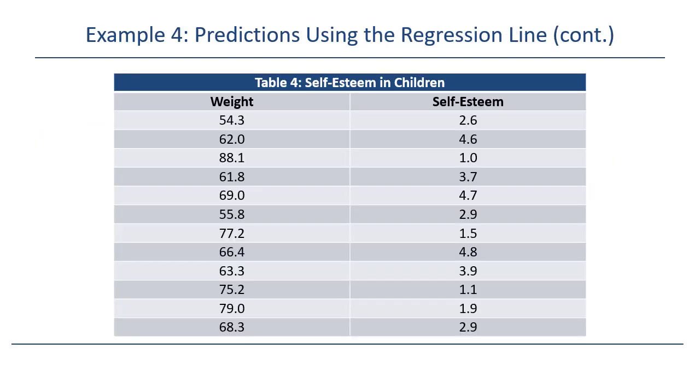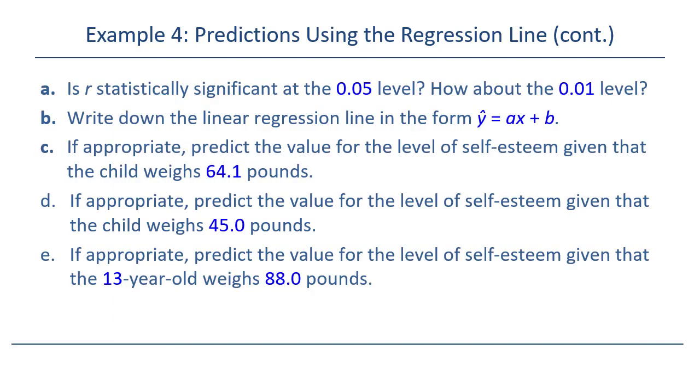Here's the data for the 12 cases. So their weight and their scores. Remember, a higher score meant higher self-esteem. So a higher number would mean they feel better about themselves. If we put this data into two lists in our calculators and run it, we can then answer these questions.